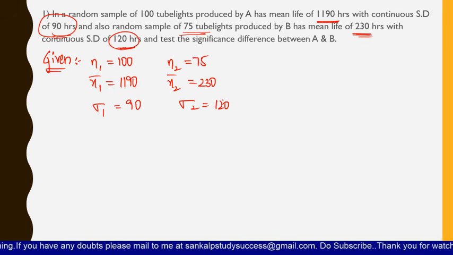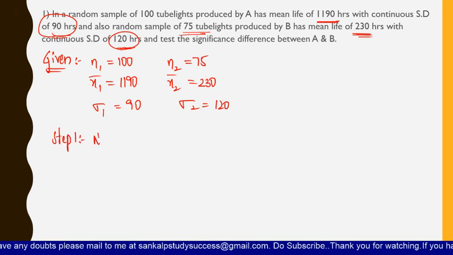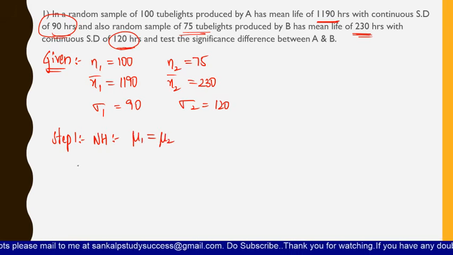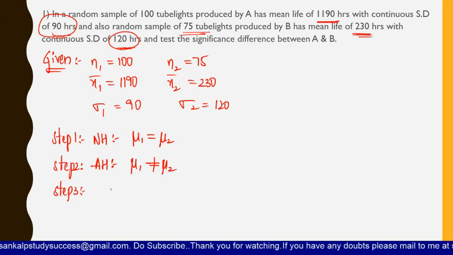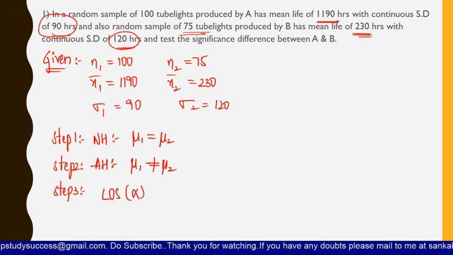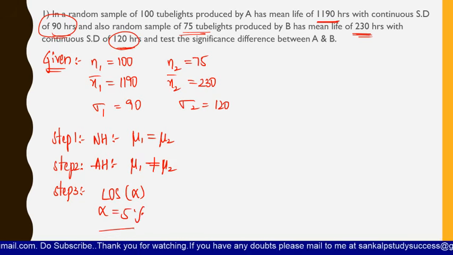Now let us substitute all the values in the formula. So let us go step by step. Step 1 is the null hypothesis, where mu 1 is equal to mu 2. And the alternative hypothesis becomes exactly the opposite, where mu 1 is not equal to mu 2, which is step 2. Then step 3 is alpha, the level of significance. If you observe in the question, alpha is not specified. If alpha value is not specified in the question, then we are going to take alpha value as 5%.